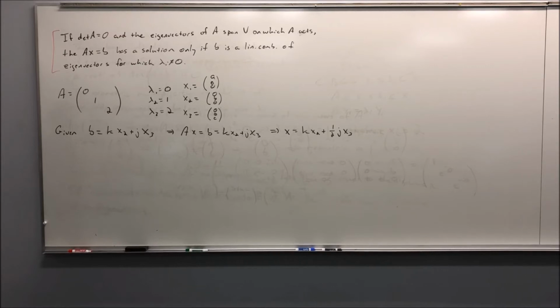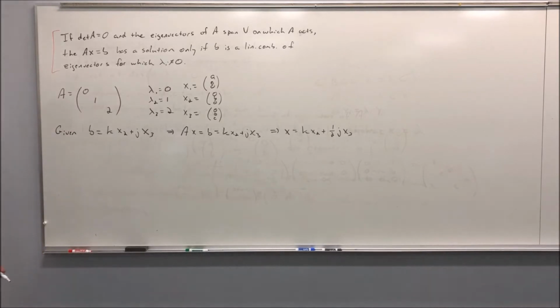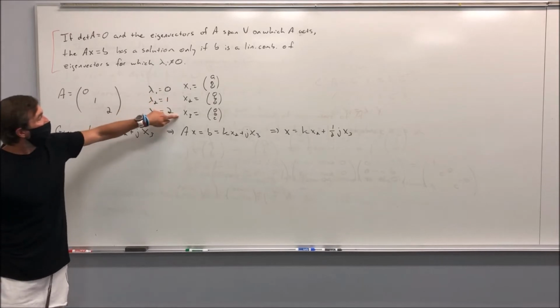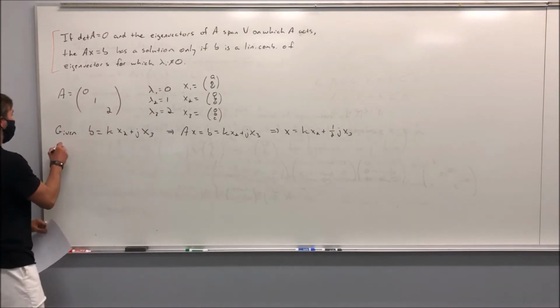Are we good? Does anybody want me to flesh this out? Raise your hand. Okay, that's fine. I got it. Yep, I think so. So notice b is a linear combination of eigenvectors which do not have 0 as an eigenvalue.